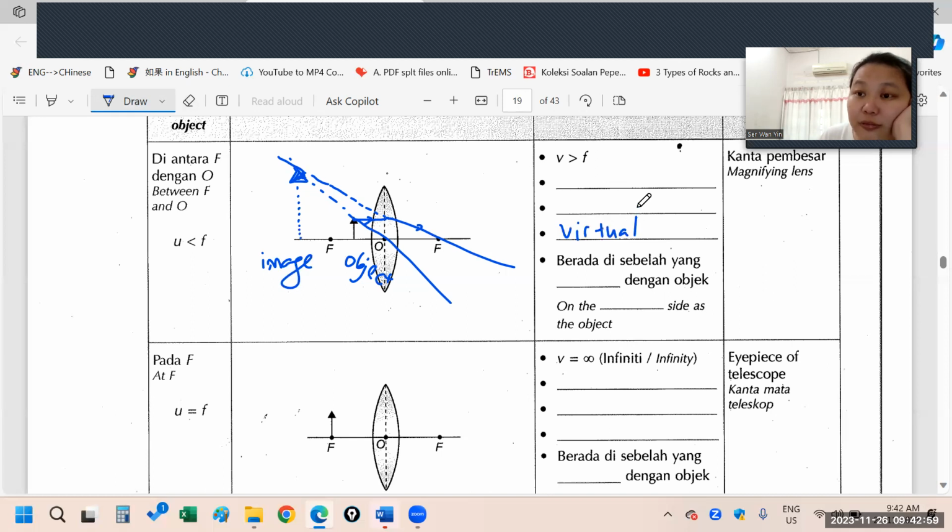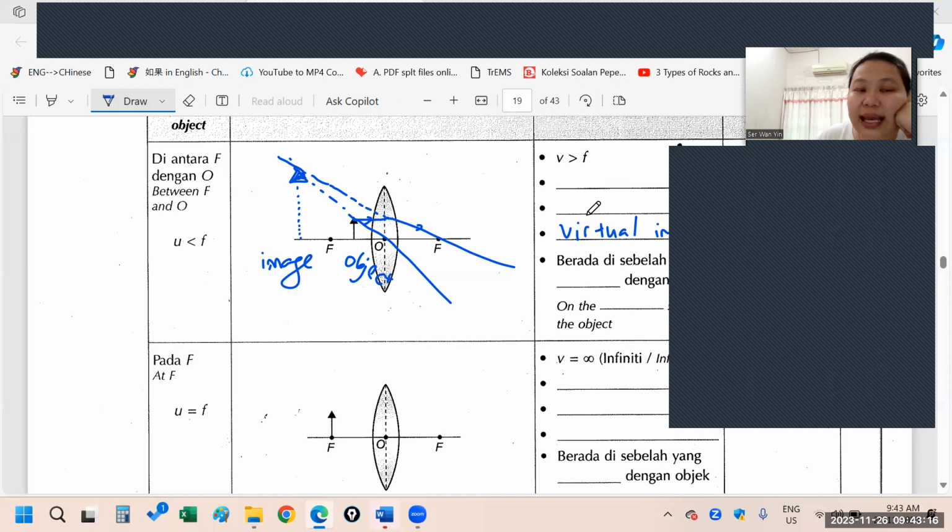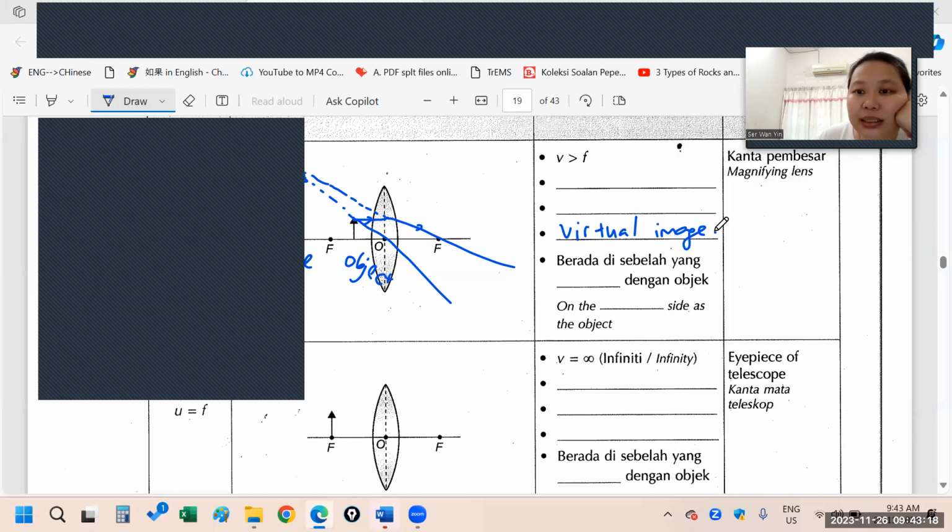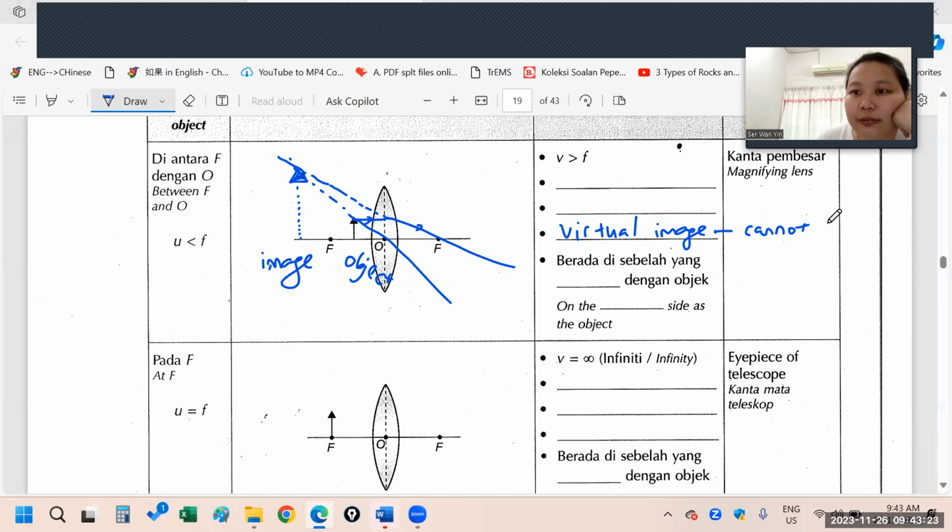What is the meaning of virtual image? Anyone can tell? Virtual, like VR, virtual reality. Yeah, it cannot form on the screen. Thank you, Bethany. Virtual means it cannot form on the screen. Can form means it's real.